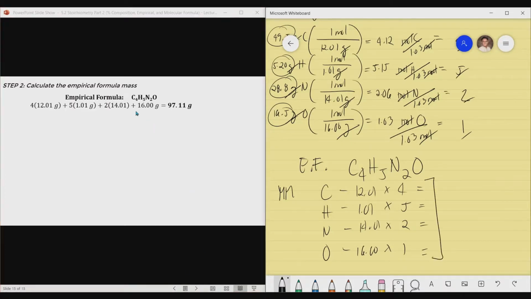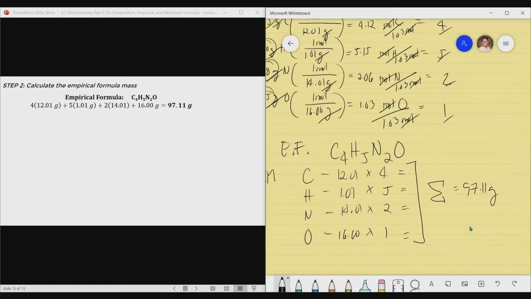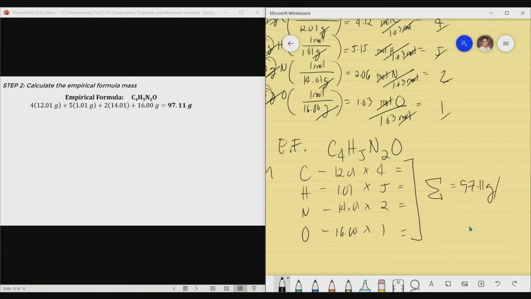So we need the summation for all of these. We will be having 97.11 grams. That is the empirical formula mass, not just grams. This will be a total of 97.11 grams.